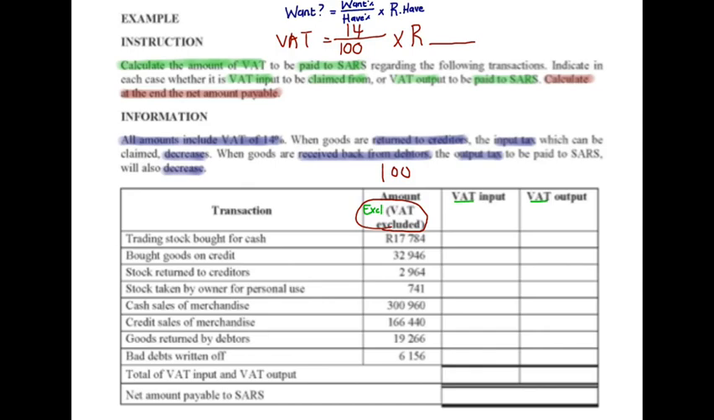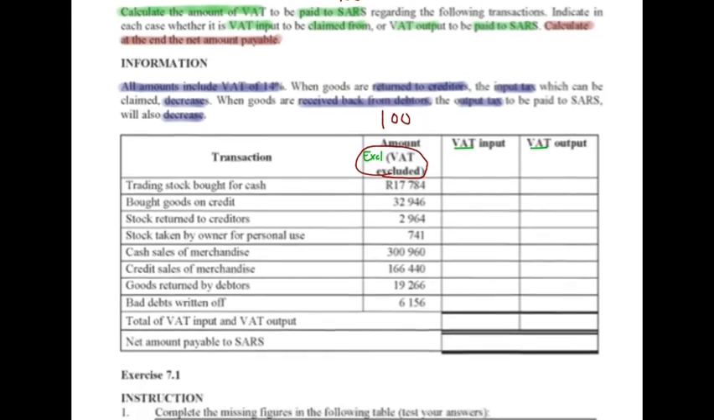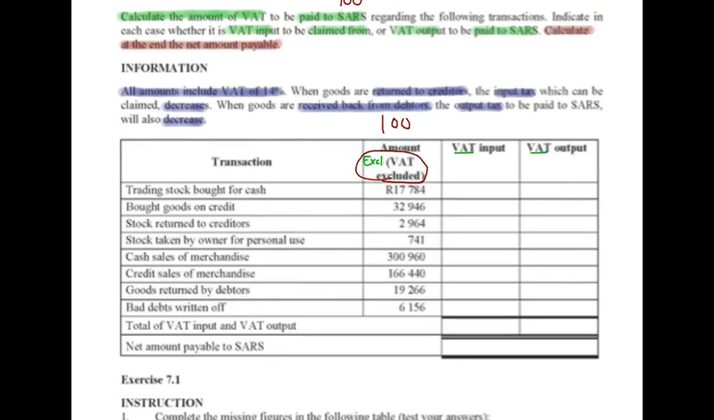So when we do the calculations, let's first consider whether it's input VAT or output VAT. Now, when I buy trading stock bought for cash, in other words, stock that will come into the business, therefore it is input VAT. When I bought goods on credit, the same thing, the goods will come into the business, so it's input VAT. Stock returned to the creditors still is to do with the goods that I bought, so therefore it is input VAT, but it will decrease my input VAT.